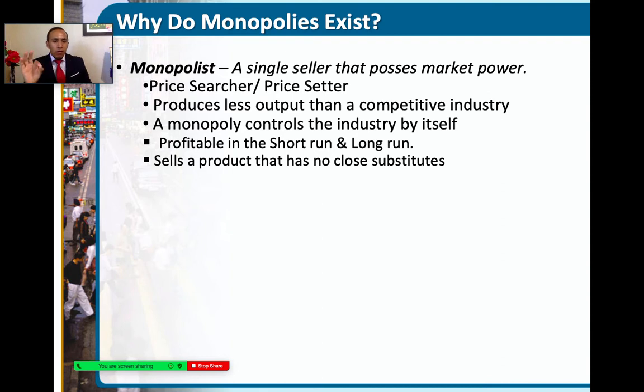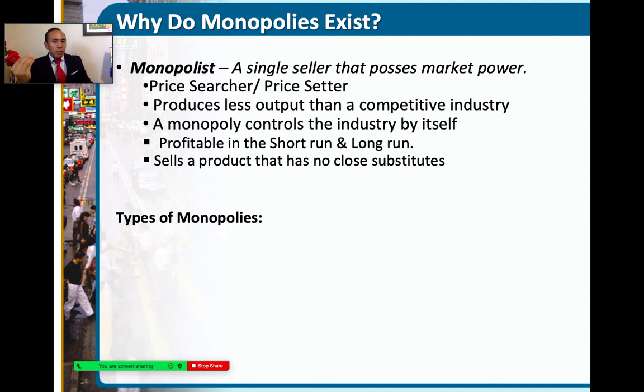It's highly profitable in the short run, medium run, and long run. It sells products that have no close substitutes and are very expensive to some extent. So in the case of a pure monopoly, they sell products that have no close substitutes. And this allows them to charge a higher price and produce limited output. Unlike a competitive industry where the product is relatively standard and you have many producers selling a good or service, in a monopoly structure, the firm controls everything.